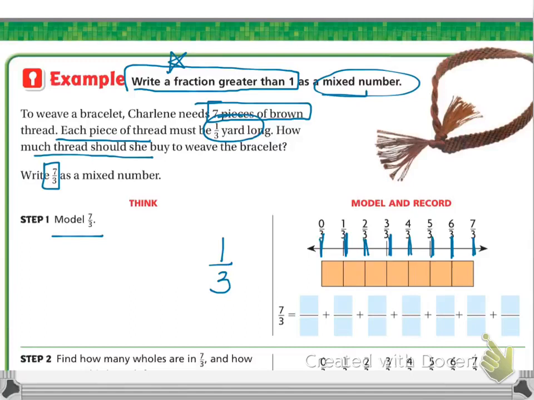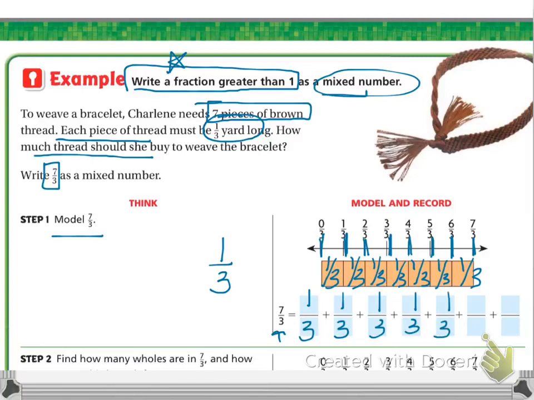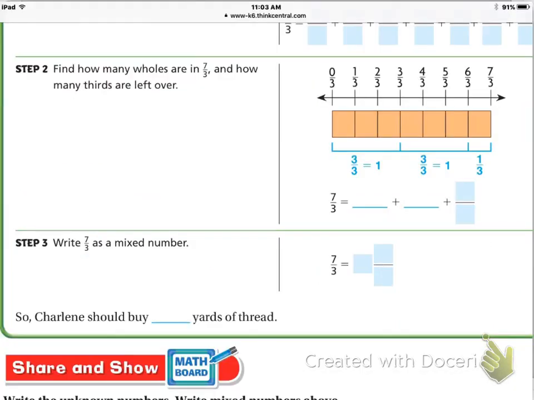Let's think of all these unit fractions. So she will need 1/3, 1/3, 1/3, 1/3, 1/3, 1/3, 1/3. Remember, we can write a fraction as a sum of the unit fractions. So let's do this: 1/3 plus 1/3 plus 1/3 plus 1/3 plus 1/3 plus 1/3 plus 1/3. So I have written all my unit fractions out.